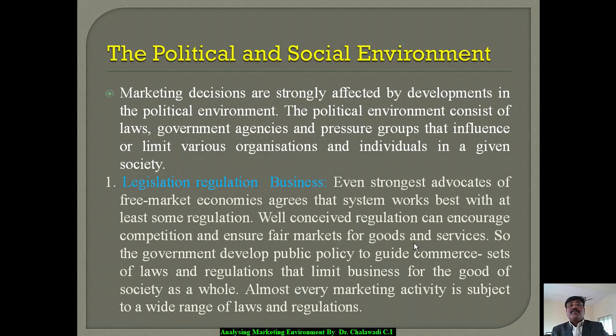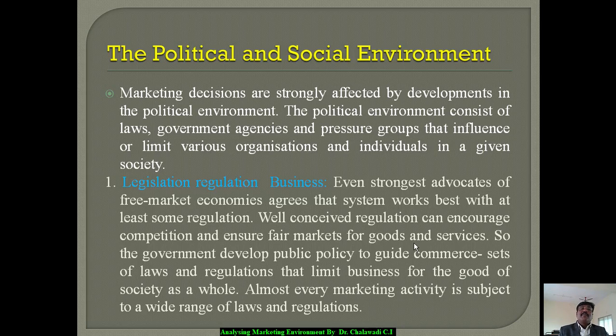And the next point is the political and social environment. Marketing decisions are strongly affected by developments in the political environment. The political environment consists of the laws, government agencies, and pressure groups that influence or limit various organizations and individuals in a given society.